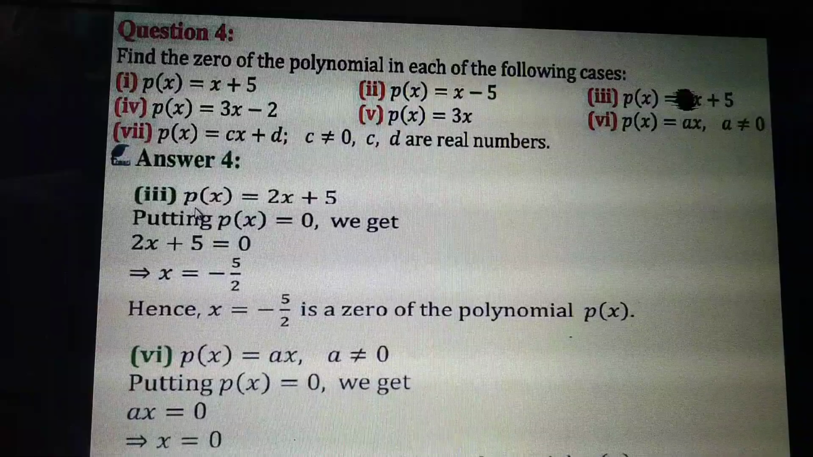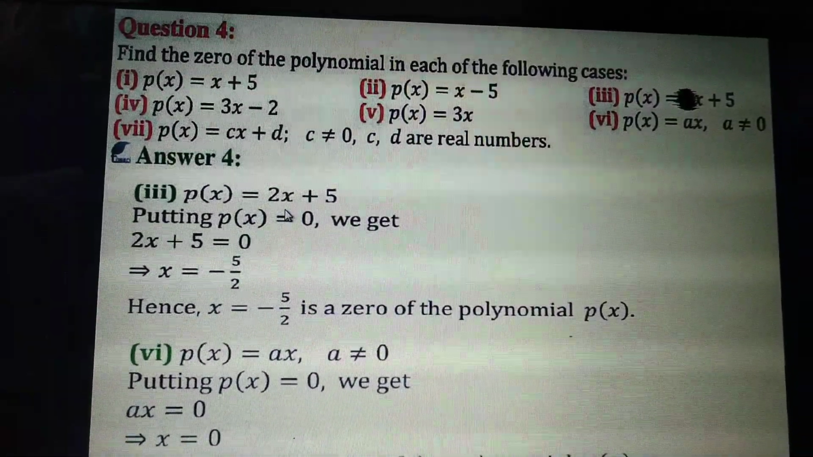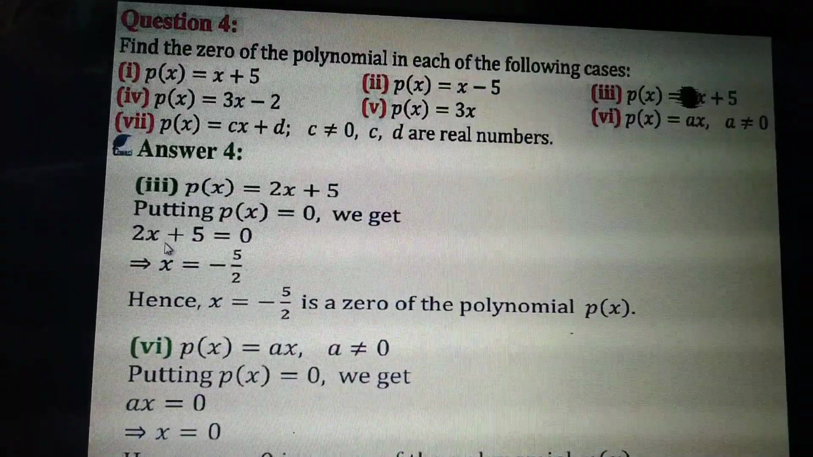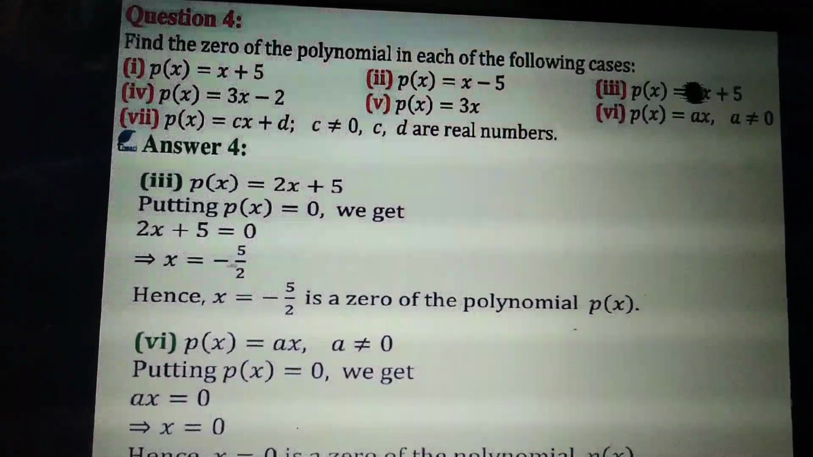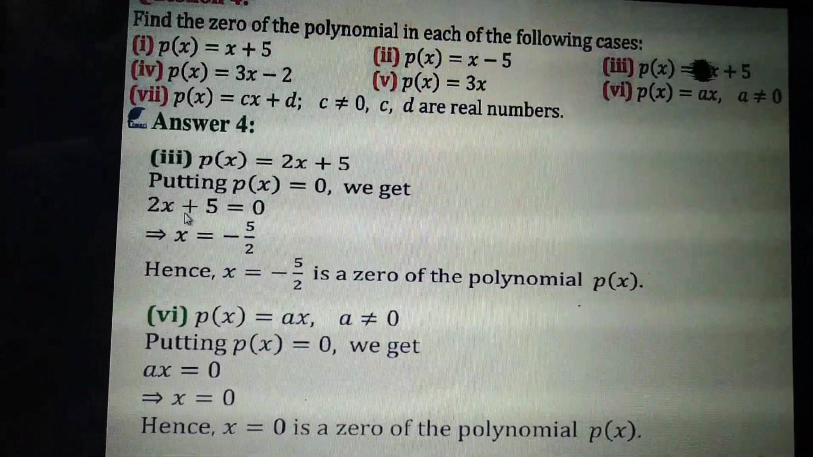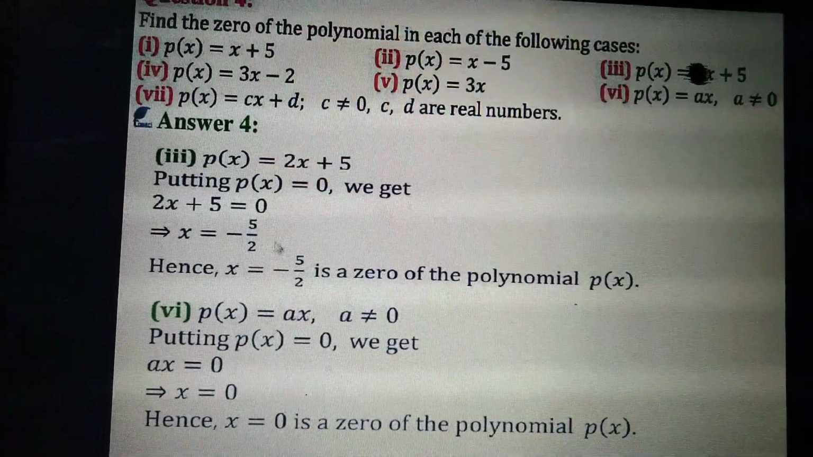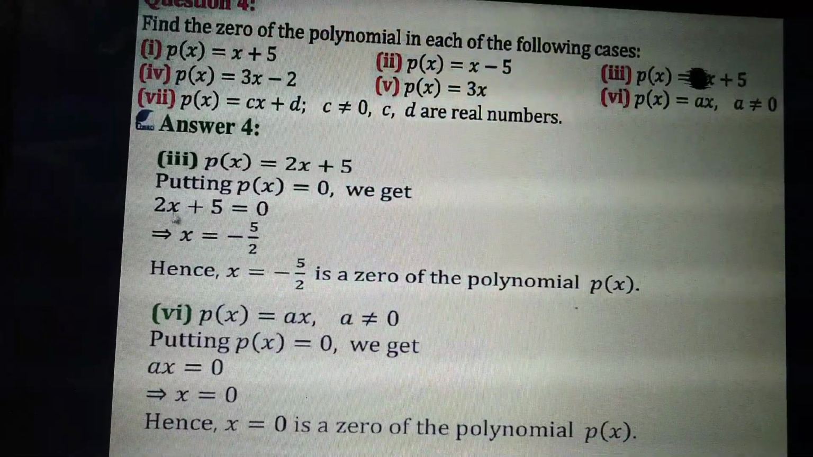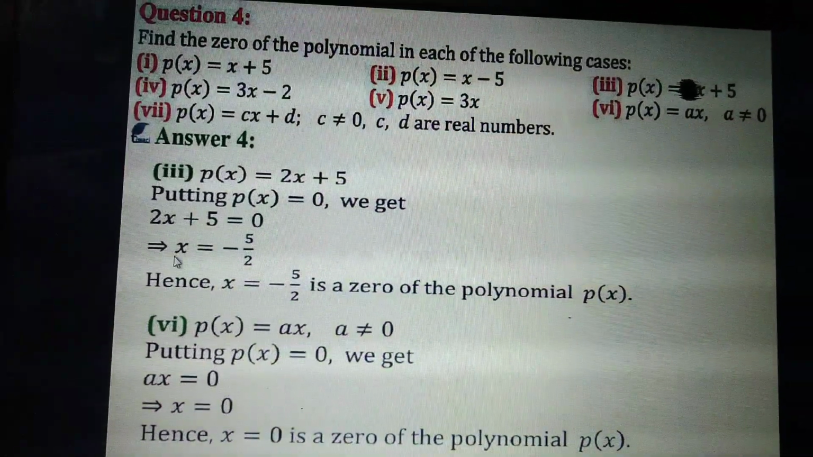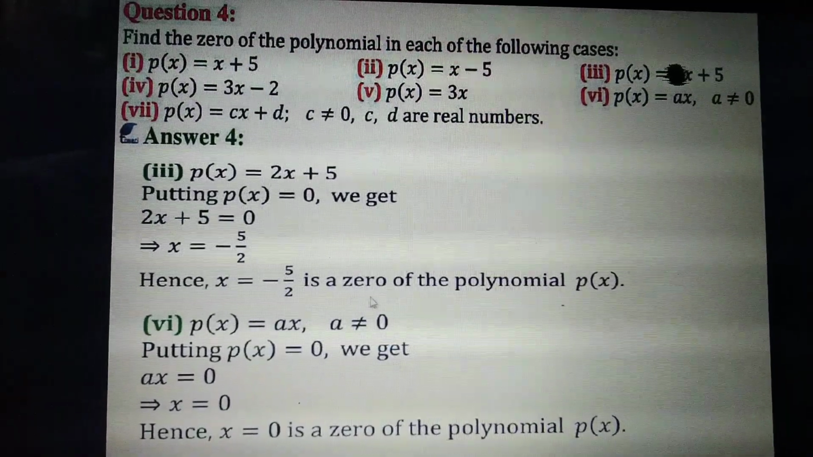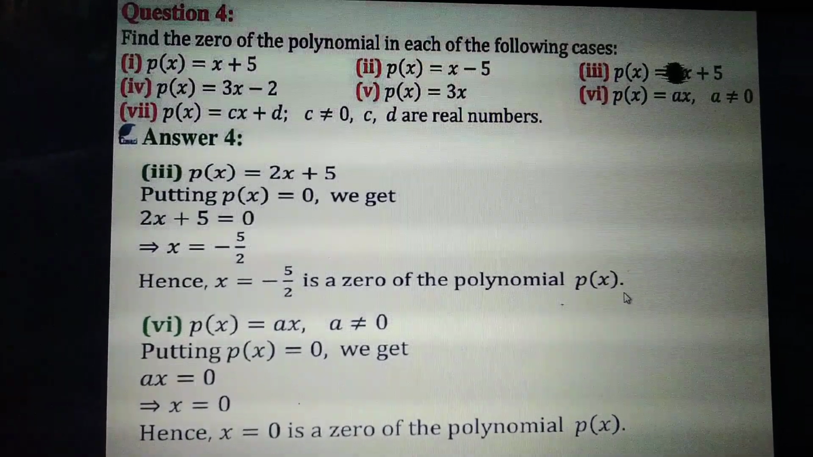Third sum, P of x equal to 2x plus 5. Putting P of x equal to 0, we get 2x plus 5 equal to 0. So 2x equal to minus 5, the plus 5 comes to this side as minus 5. So x equal to minus 5 by 2. This multiplication 2 comes to this side as division. So hence x equal to minus 5 by 2 is a zero of the polynomial P of x.